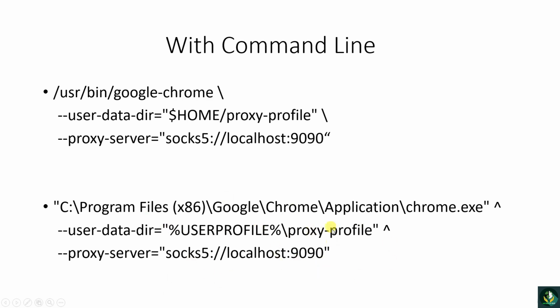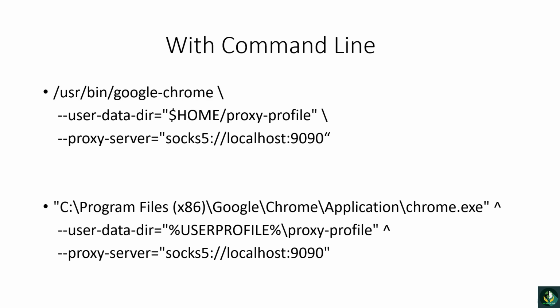After typing this command line, the profile will be created automatically if it doesn't exist. This way you can use multiple instances of Chrome at the same time. To check that the SSH tunnel is working properly, just type google.com and check your IP address. It should show your server IP address instead of your original IP address.